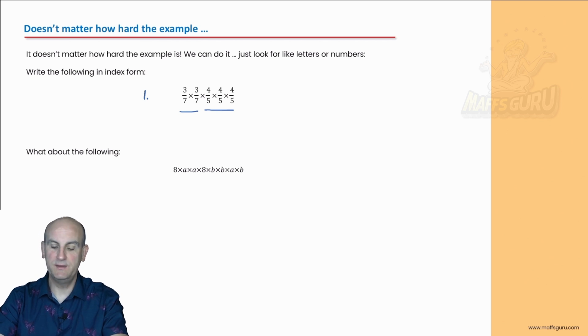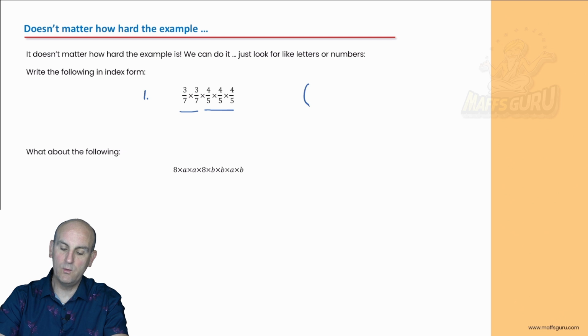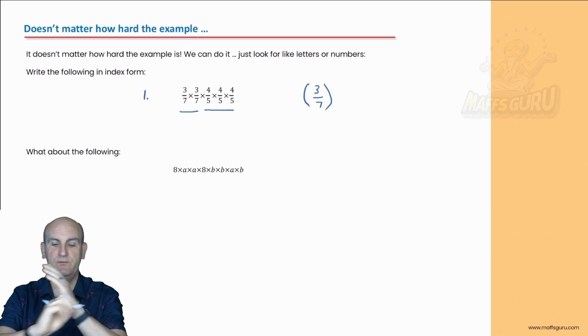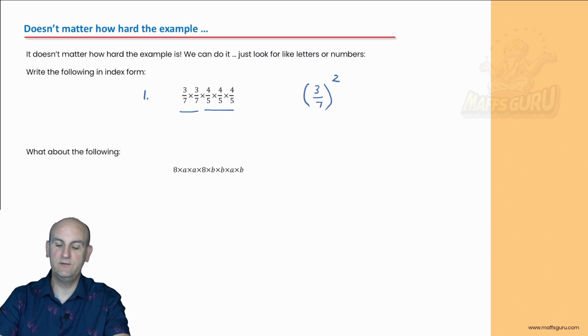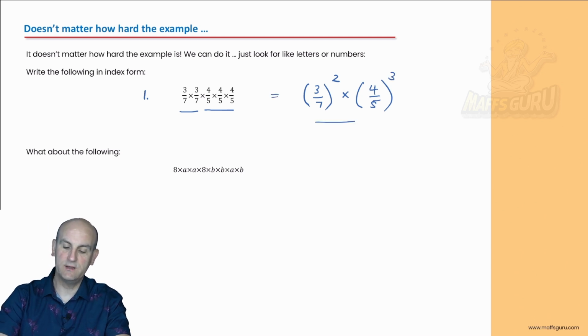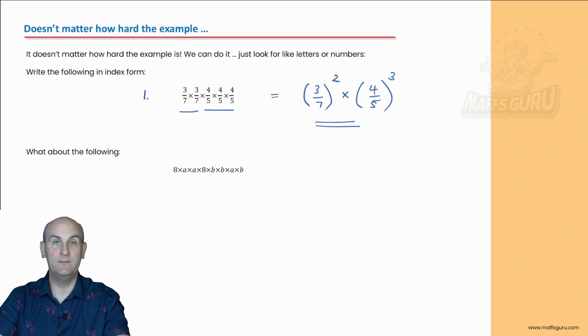Doesn't matter though, because the first thing I'm going to do is say, well, let's write one of the things first. So we got the brackets and 3/7, because that's written twice. There's a times in between them, so that becomes a floaty 2. And we're going to do times, and we got 4/5 to the power of 3. And believe it or not, guys, that is my right answer. Now, you could miss out that middle times sign. I think leaving it in just makes it look that little bit easier to read.